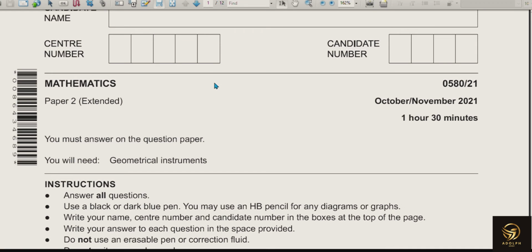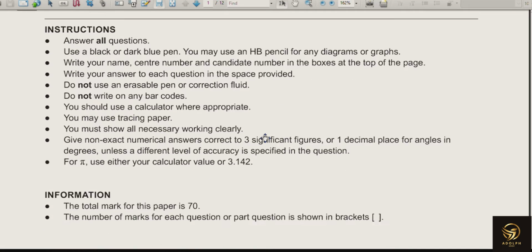Great deal, learners. In this video, we are going to solve one full paper, which is 0580 paper 2. I'm going to solve the component October-November 2021, component number 21. It's an extended paper. Let's start solving the questions.